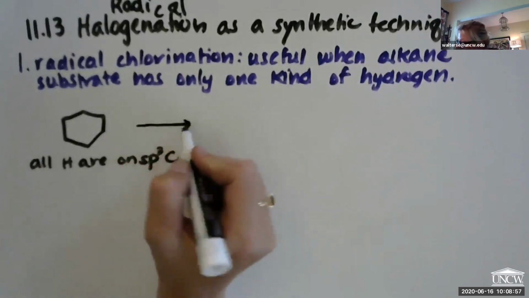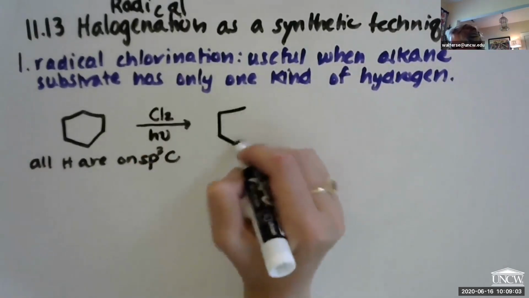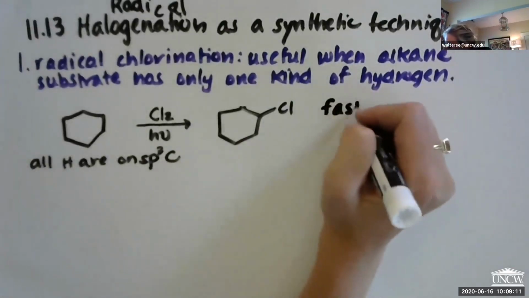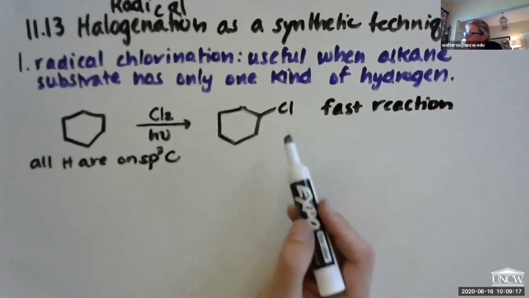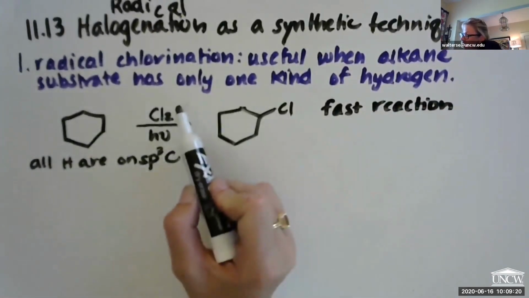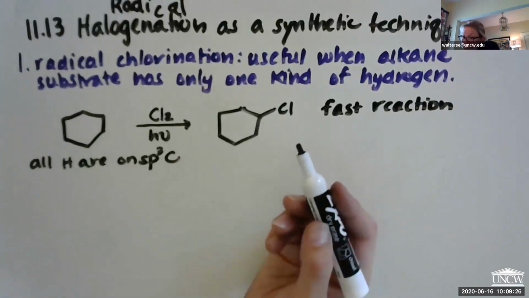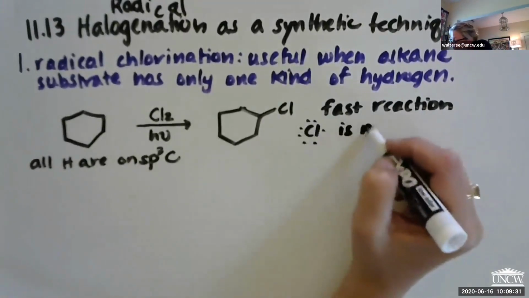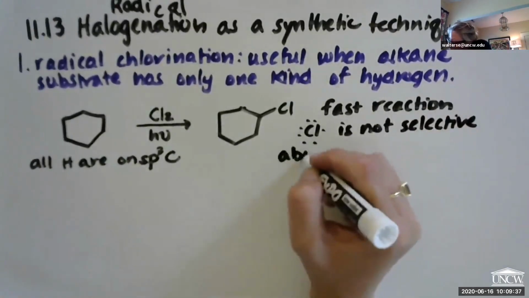But in the presence of chlorine with light, you can get this chlorocyclohexane product. Okay, this is a very fast reaction to perform, and the reason it's only used when you have a single kind of hydrogen is because the chlorine radical is not very selective. Okay, the chlorine radical is not selective about the type of hydrogen it takes.